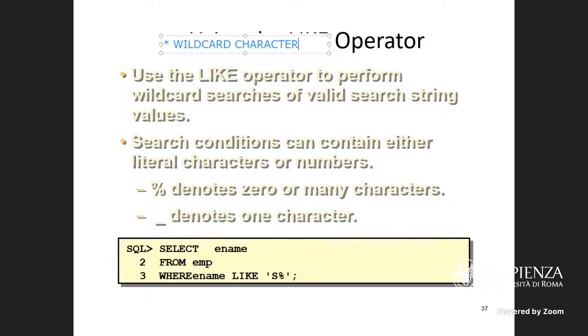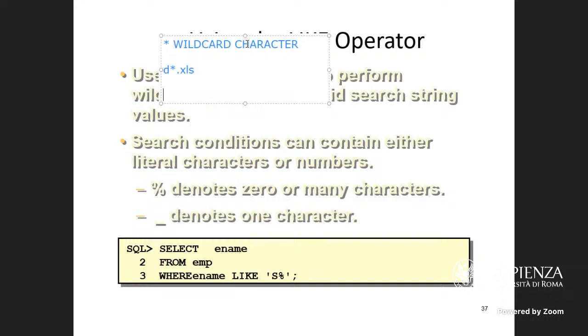If you are on your PC and you are looking for a document, you know the name of the document starts with D, but you don't know the rest of the name. You can do something like D asterisk. And then if you know the document is an Excel type, you can do .xls. When you run that search, it will give you all files that start with D and have any other characters after it, but are of just this type.